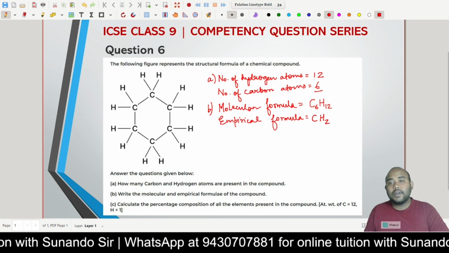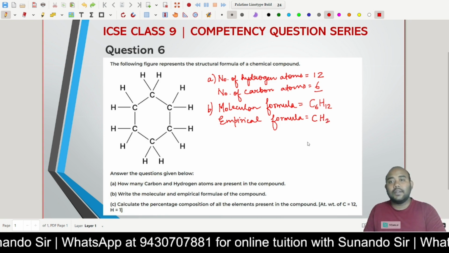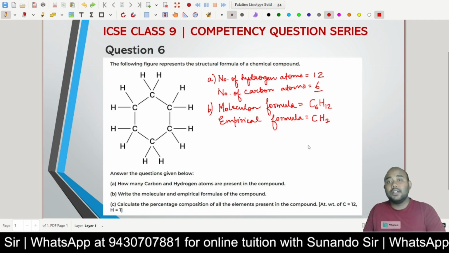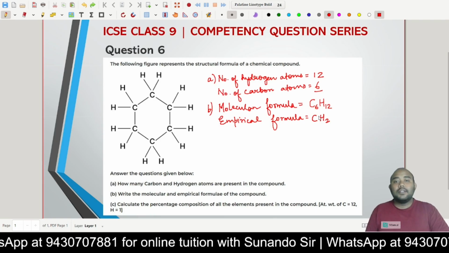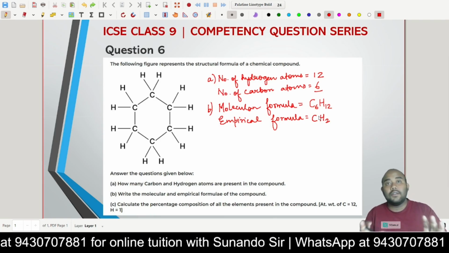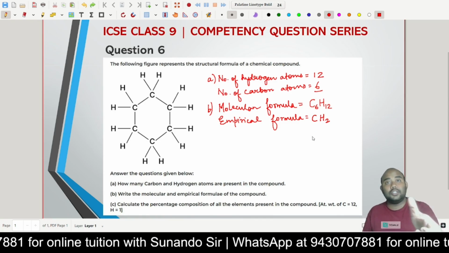So what is it? CH2. Why CH2? Because it's actually C1H2, a 1:2 ratio. 1 we don't write. So instead of writing C1H2, we write CH2. Empirical formula does not give you the actual number of the atoms. It only gives you the simplest ratio of the atoms.